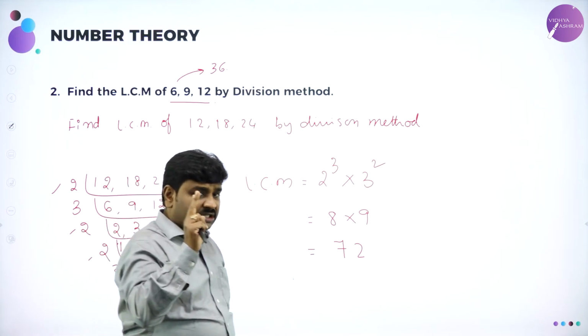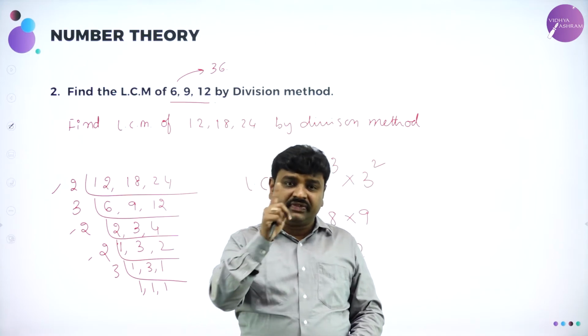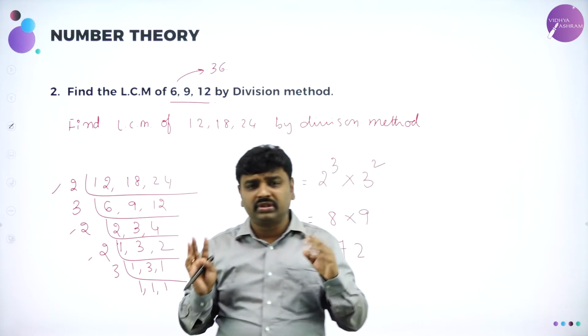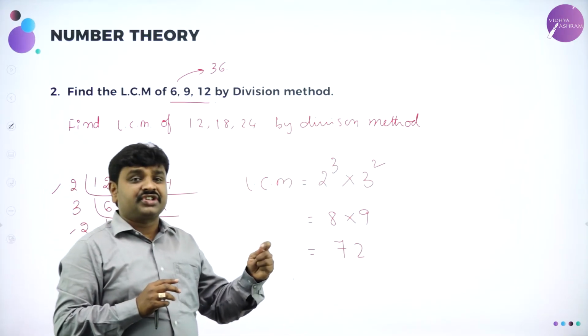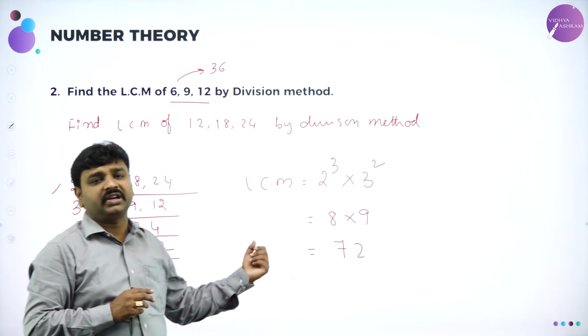So I taught you 2 methods of finding LCM. First is the factorization method, then the division method. I am asking you to follow the division method, it's faster. But you have to learn both methods. If they specify find LCM by factorization method, you have to follow that. If they don't specify, better do it by division method, it will be faster and better.